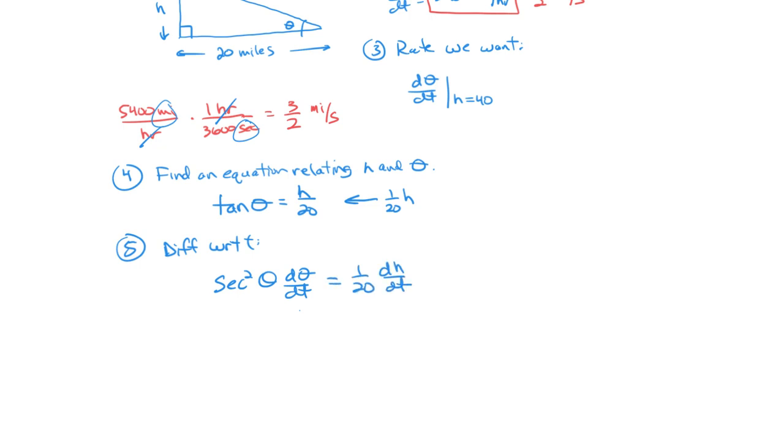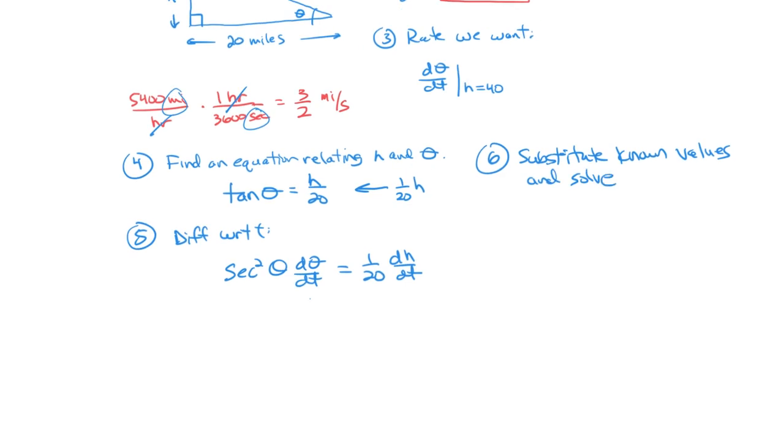Okay, which leaves us with step 6, which is substitute known values and solve. All right, sometimes this pen has a mind of its own. Substitute known values and solve. Okay, so secant squared theta.